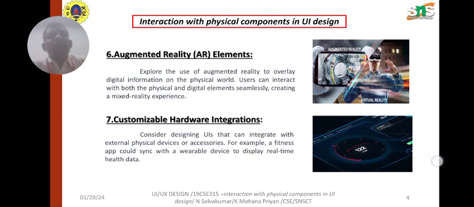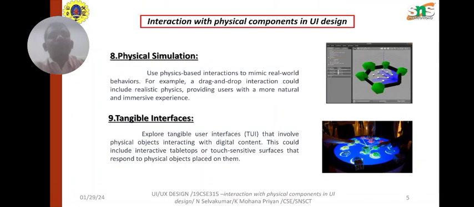Next one, physical simulation. Use physics-based interaction to mimic real-world behaviors. For example, in drag and drop, the interaction could include realistic physics, providing users with a more natural and immersive experience. And next one, tangible interfaces. Explore tangible user interfaces that involve physical objects interacting with digital content. This could include interactive tabletops or touch-sensitive surfaces that respond to physical objects placed on them.